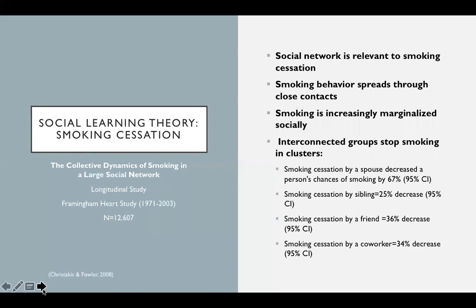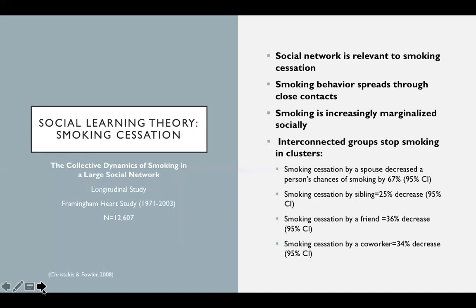The next study was a longitudinal study on smoking and smoking cessation to determine factors that influence smoking habits. The study found that social network is relevant to smoking, and smoking behavior spreads through close contacts. Smoking cessation was linked to the idea that smoking is increasingly marginalized socially. The study also found that interconnected groups stop smoking in clusters.